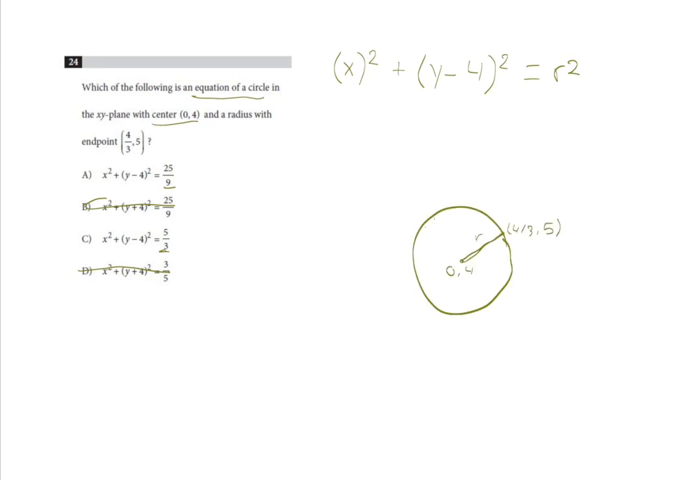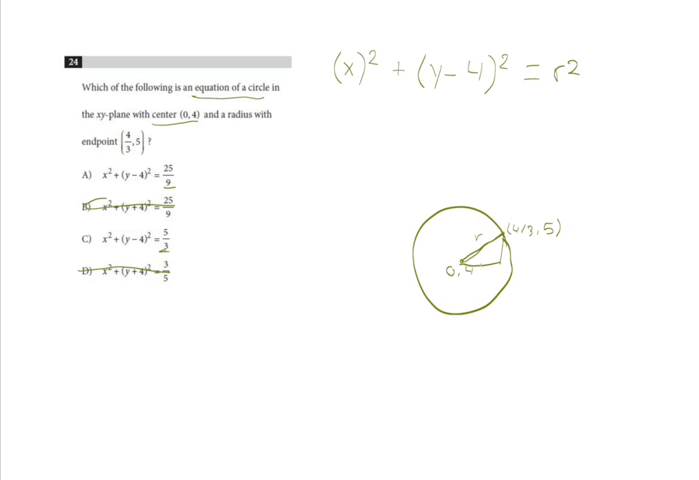So what I've done is I've drawn this circle and then I've added the 2 points because we know it has a center of 0, 4 and we know it has an endpoint 4/3, 5, and we want to figure out this radius. So how do we figure that out? Now if you watched my last video, you know that the way this works is we use Pythagorean's theorem. And that's how they came up with the radius, that's how they came up with the formula.